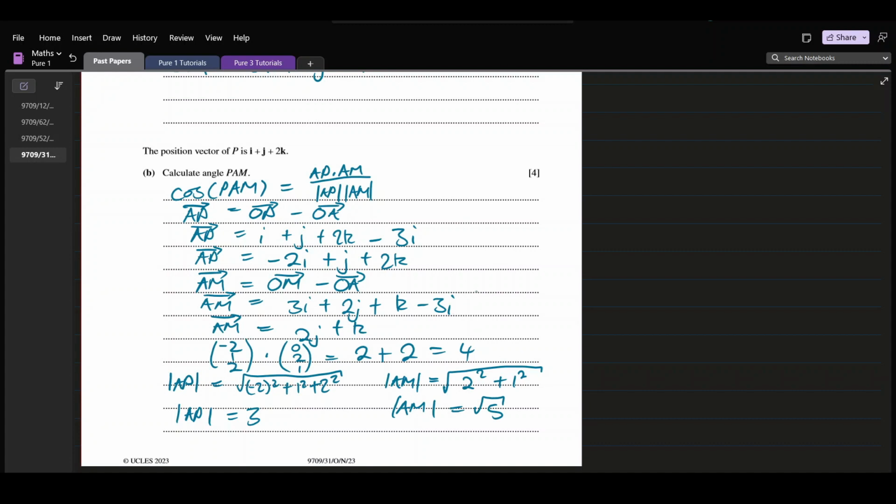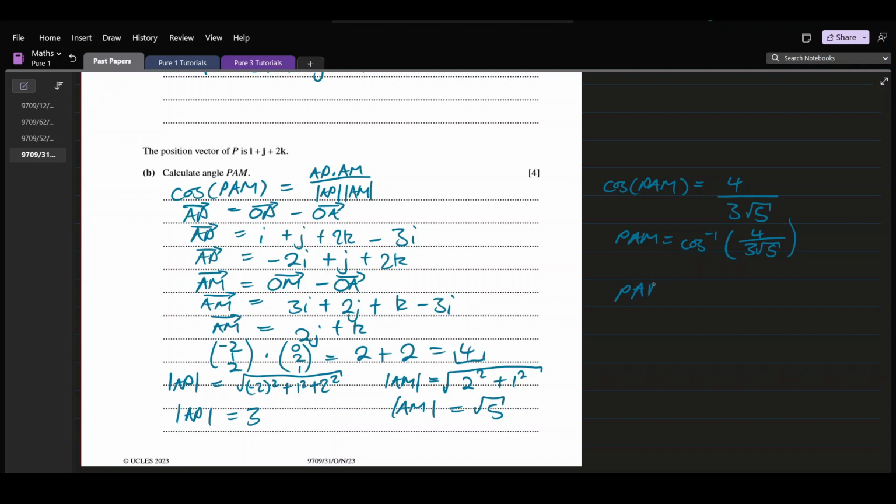Now we can substitute into the formula for the angle. We've run out of space here, so that's cos PAM is equal to the dot product of AP and AM, which is 4, that's over here, and then the product of their moduli. So the modulus of AP is 3, and the modulus of AM is root 5. So PAM is equal to arccos of 4 over 3 root 5.